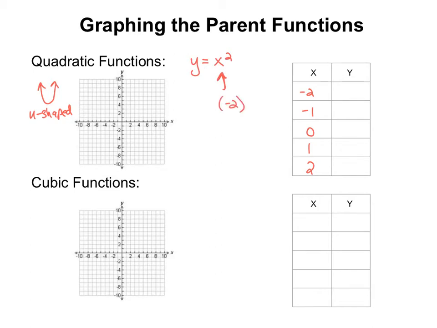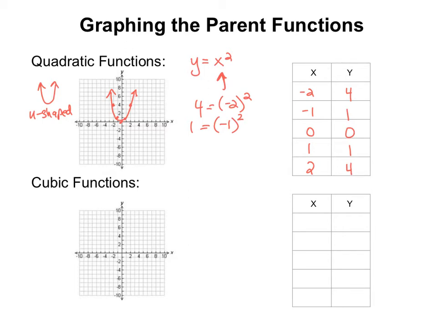So when I take -2, the first x value I've chosen, I have to put parentheses around it, and when I square that, I get a +4. When I take -1 and square that, I'm going to get a +1. 0 squared is 0, 1 squared is 1, 2 squared is 4. And if I plot these points, I have (-2, 4), (-1, 1), (0, 0), (1, 1), and (2, 4). And there's my U-shaped parabola. These parent functions that I'm drawing are the most basic functions in the family of functions that we're talking about.